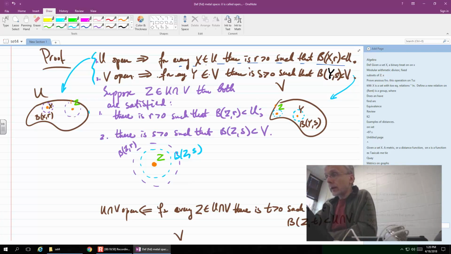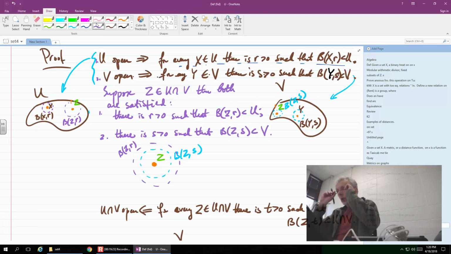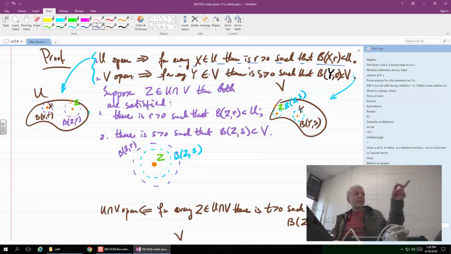So the first one in purple, it is this one, BZR, let's say. As you can see, it entirely lies inside U. In the meantime, this one, not this one, but this one, BZS, lies entirely inside of V. But we need one circle, small enough that it will fit inside the intersection of U and V. Look at the bottom. That's what we're after.